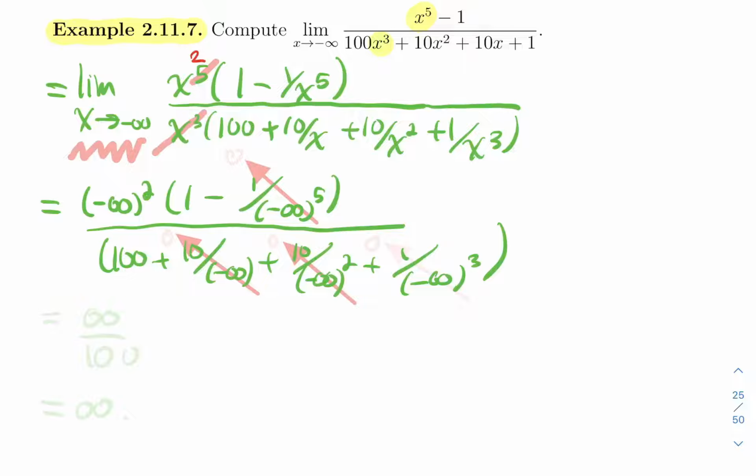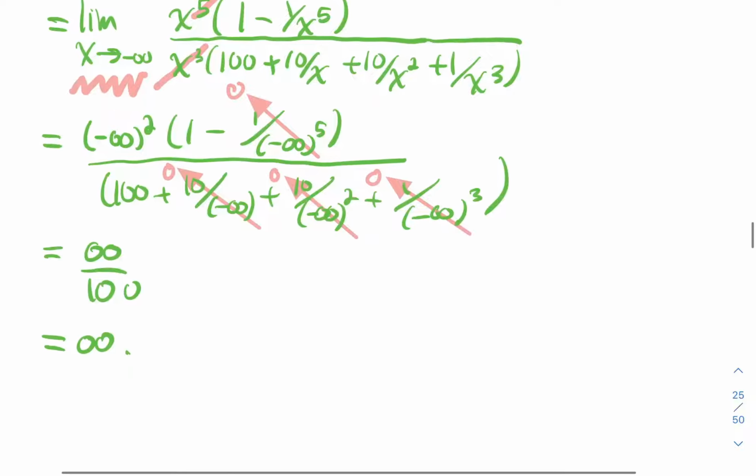Now I'm drawing nice arrows, huh? You like those? So all those fractions are going to zeros. You're left with minus infinity squared times 1, which will be infinity, over 100. Well, infinity over 100, that's just infinity again. So there's no vertical asymptote on the leftmost side of this function. It goes up forever.